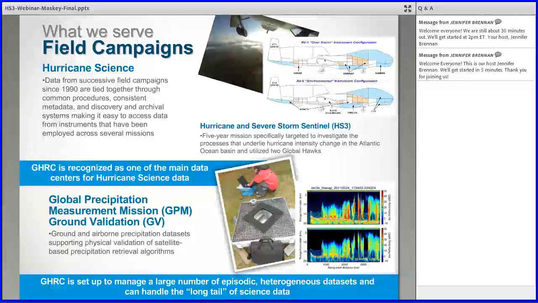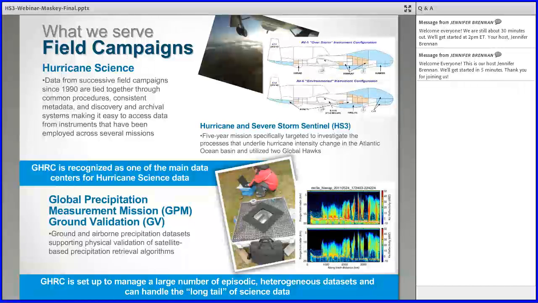GHRC also has a long history of not only providing support during field campaigns, but also ingesting, archiving, and again distributing science data and other field campaign related information. Although of episodic nature, GHRC processes are in place to handle such field campaign data sets along with other satellite data sets as well. The two main types of field campaigns that GHRC is involved with are the precipitation measurement and validation missions and the hurricane science study missions.